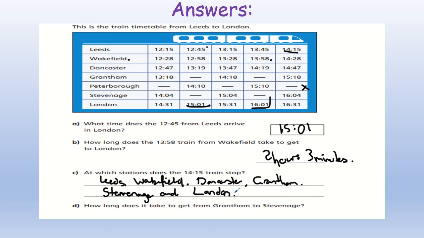There we go. And finally, how long does it take to get from Grantham to Stevenage? Well done. 46 minutes. How did you do this time? Do you think you'd be able to read a train timetable in real life now? It can be really useful when you're planning a trip.